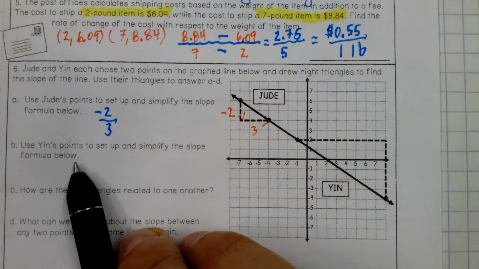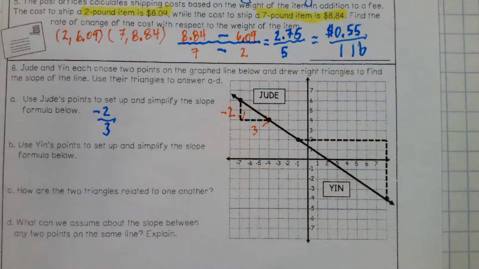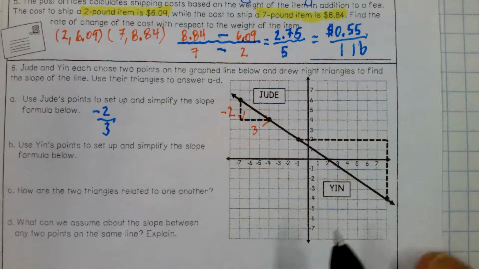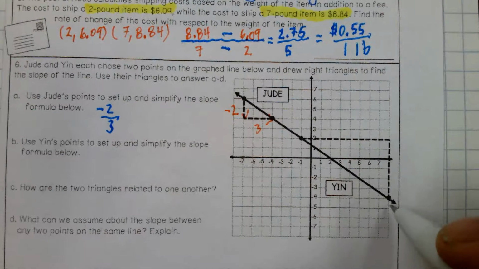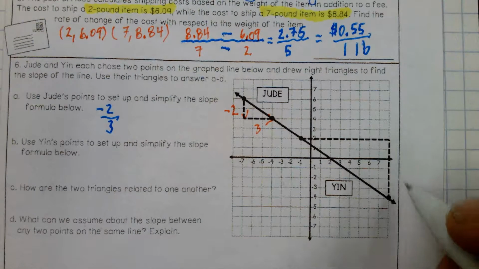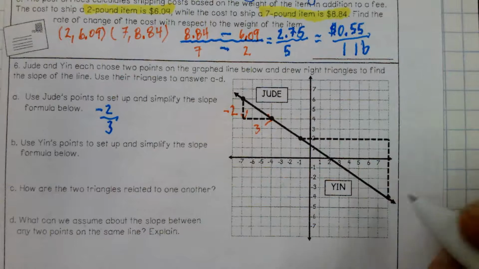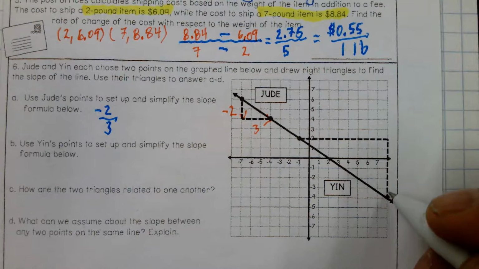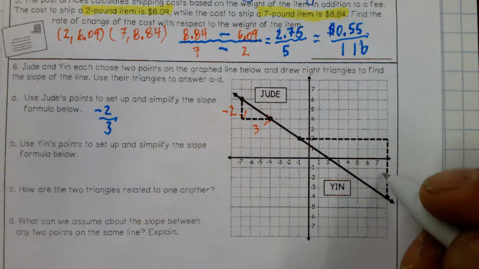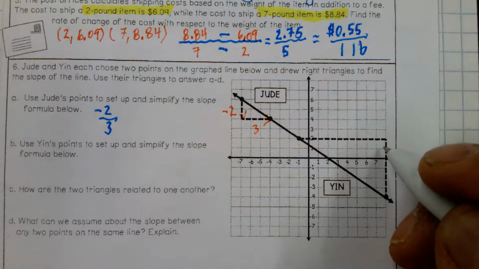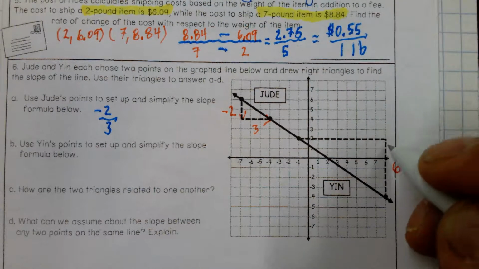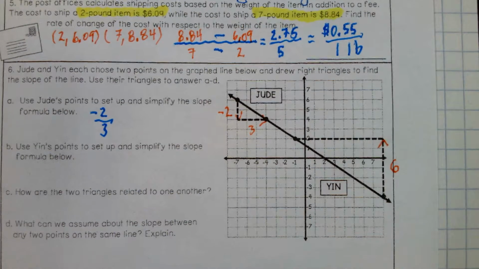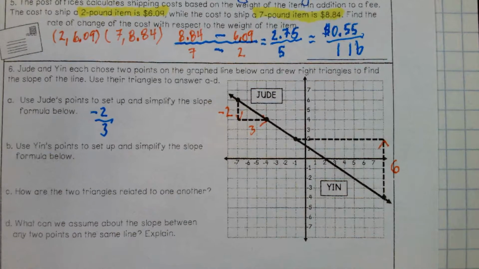Use Yin's points to set up and simplify the slope. Again, we'll use rise over run. So this is the starting point for Yin. How many spaces did she go up? Count the spaces with me, please. 1, 2, 3, 4, 5, 6. So she went up 6. Okay?